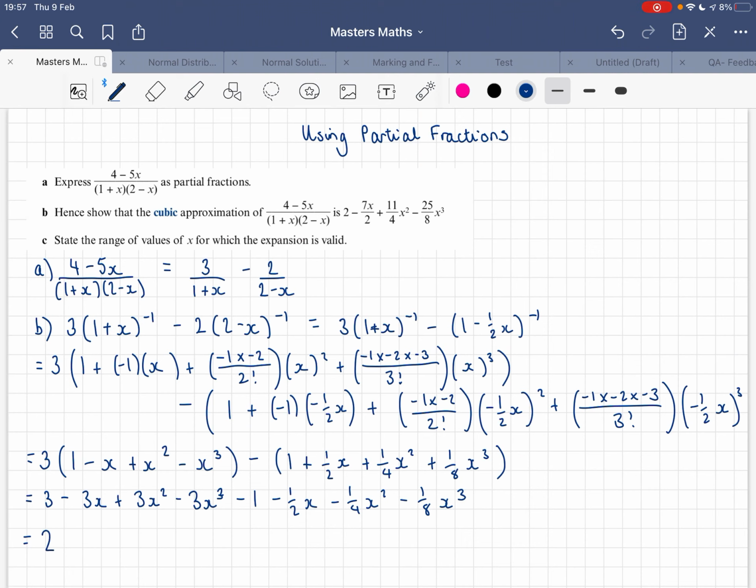Minus 3x minus a half x gives us minus 7 over 2x. 3x squared minus a quarter x squared is 11 over 4x squared. Minus 3x cubed minus an eighth x cubed would be minus 25 over 8x cubed.